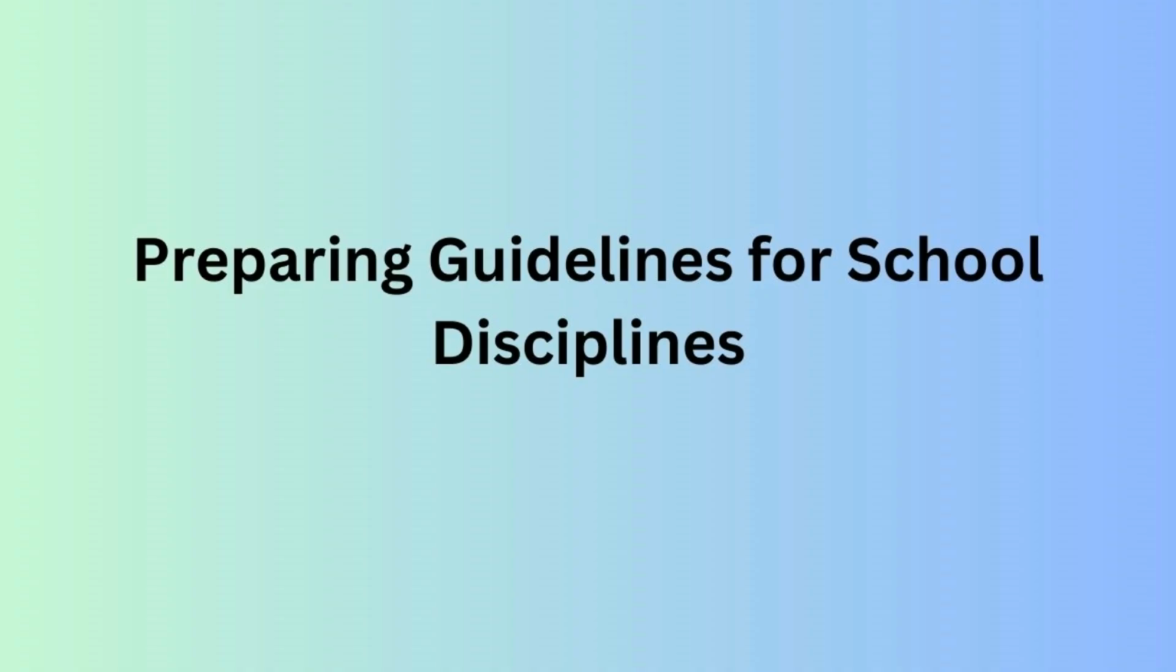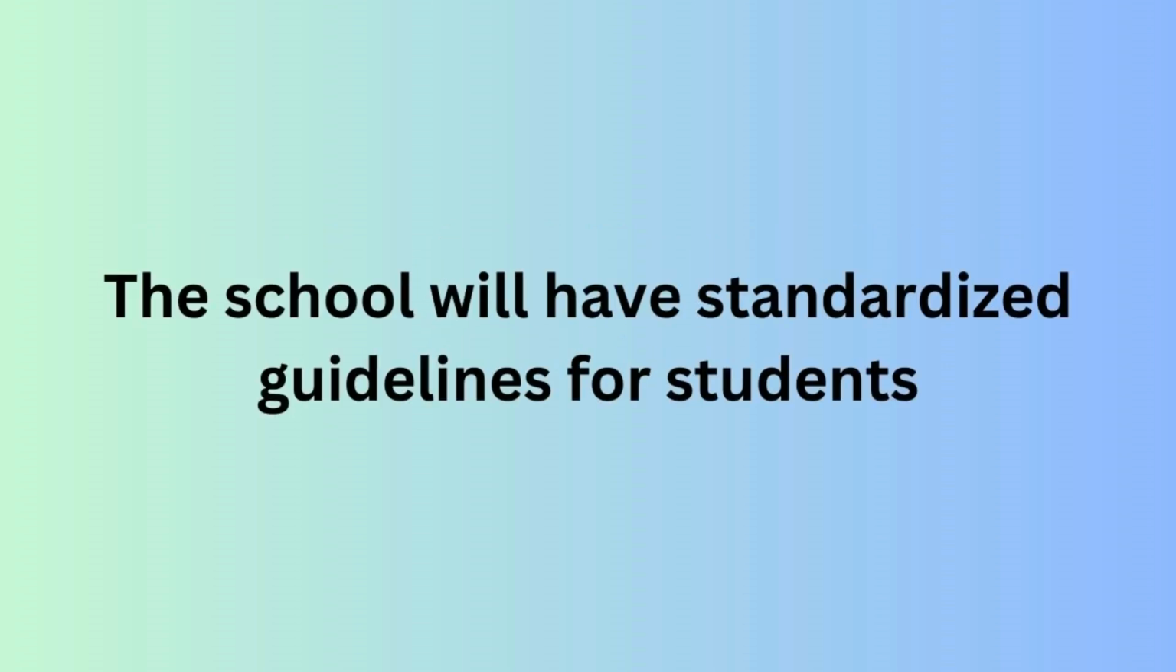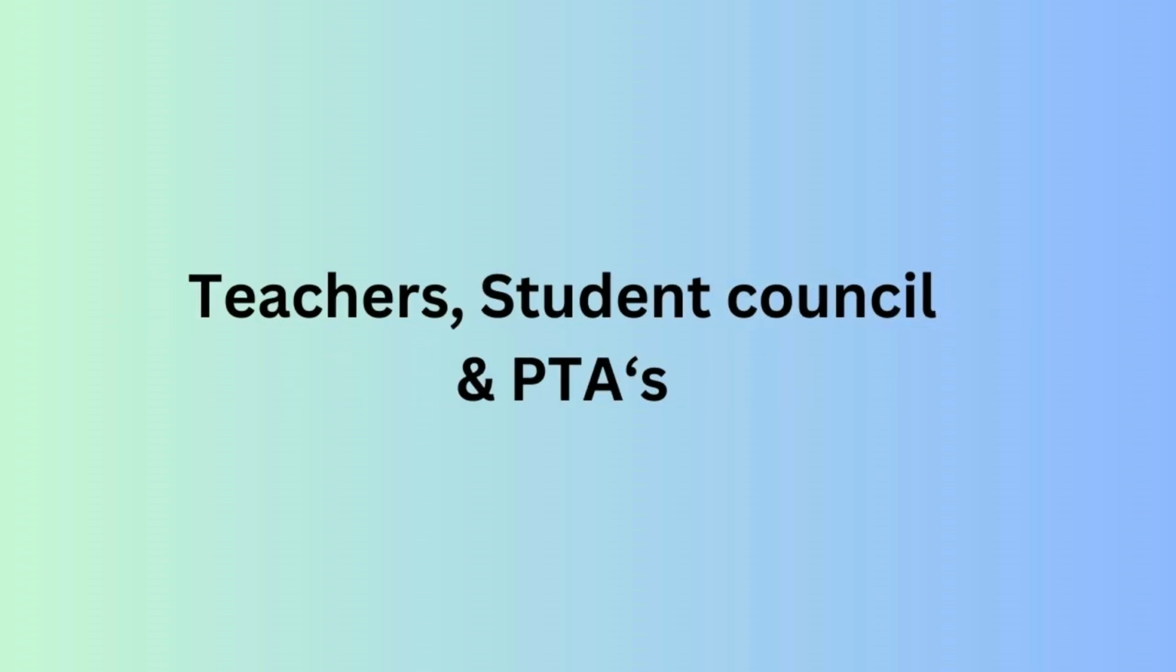Next topic is preparing guidelines for school discipline. The school will have standardized guidelines for students. There would be a detailed document highlighting the code of conduct for various specific scenarios in a school environment. The guidelines can be prepared by involving students, teachers, the student council, and the PTA. Students should be given clear guidelines on what to do.